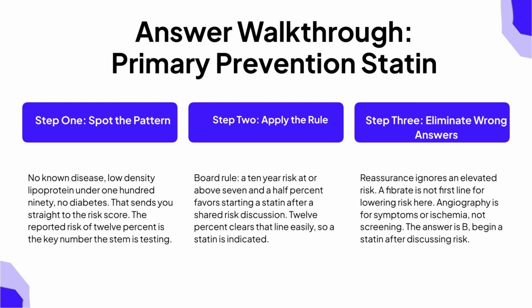Reassurance and repeat lipids ignores an elevated risk. A fibrate is not first line for lowering risk in this setting. Coronary angiography is for symptoms or ischemia, not for screening a person with no symptoms. The answer is B. Begin a moderate to high-intensity statin after discussing risk.